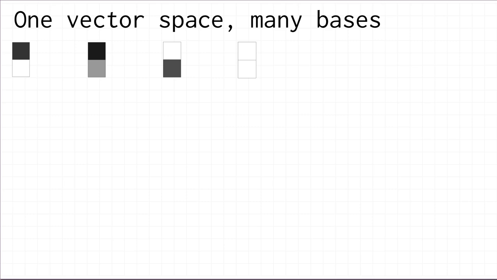Well, what I want to do is think about an example which is going to illustrate the fact that different bases give you different ways of thinking about the same vector space, and those different ways of thinking about the same vector space can give you different information. So what we're going to think about is images.